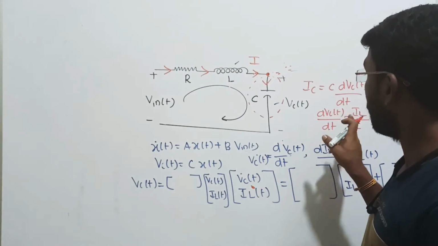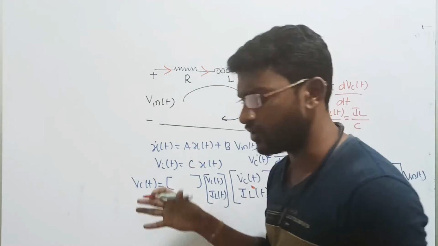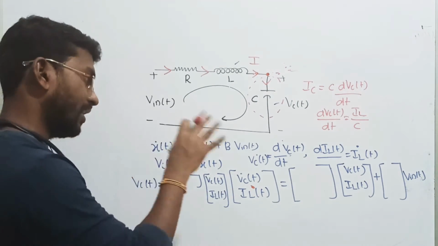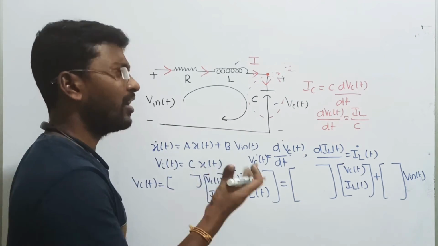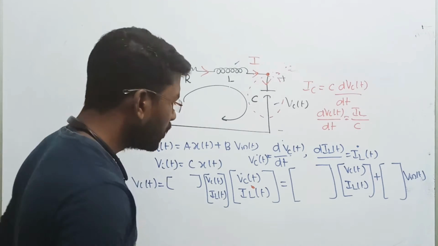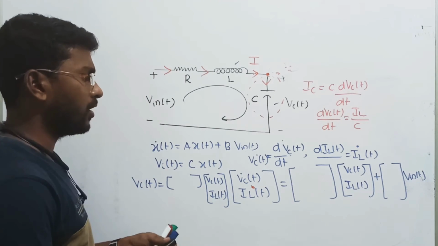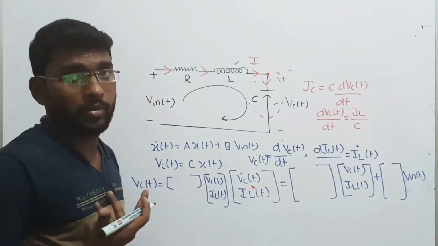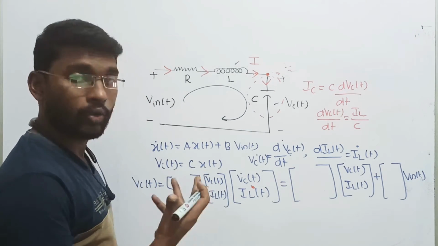Whenever I am looking for di by dt, we have to apply KVL. You will get the equation. Okay, starting we will have some frictions. I know. By developing more circuits and practicing, finally it will come easily. So starting we may have some frictions, don't panic, because you may not get an idea of how to think. I know that. By practice only you are going to get the idea.